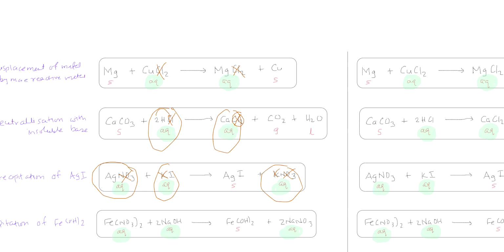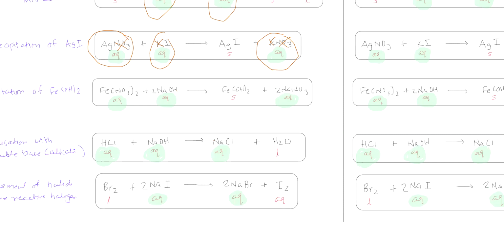Next three equations. Iron nitrate, sodium hydroxide, sodium nitrate. Iron nitrate and sodium nitrate, nitrate common. Two nitrate common here, two nitrate common here also. Sodium hydroxide and sodium nitrate, sodium common.